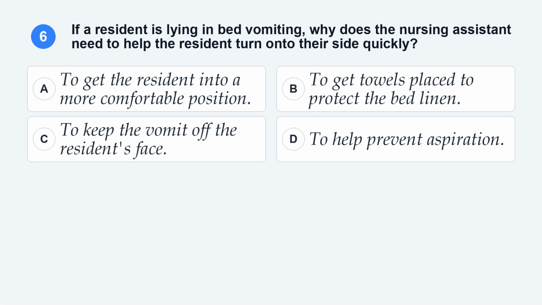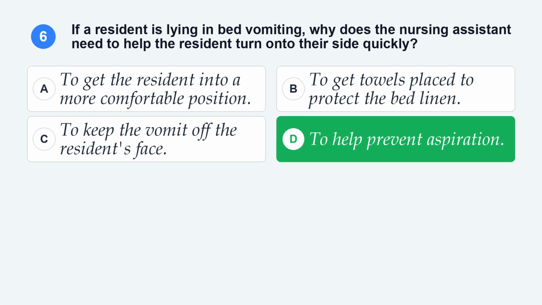Question 6. If a resident is lying in bed vomiting, why does the nursing assistant need to help the resident turn onto their side quickly? Option A. To get the resident into a more comfortable position. Option B. To get towels placed to protect the bed linen. Option C. To keep the vomit off the resident's face. Option D. To help prevent aspiration.